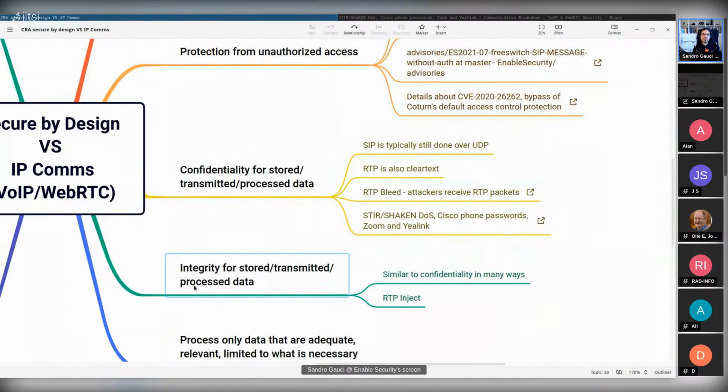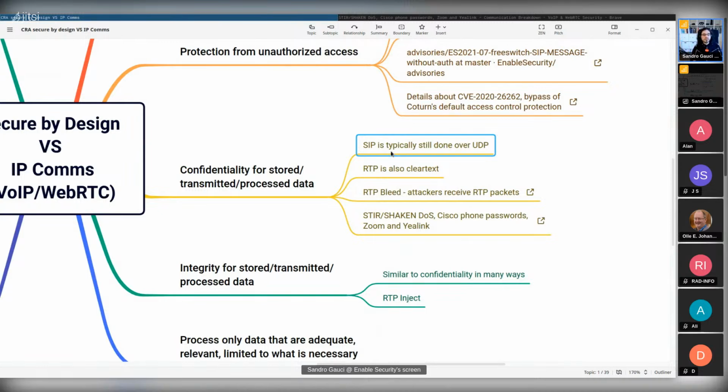Yeah. So I was describing the confidentiality for stored, transmitted, and processed data, and talking about how SIP is typically done over UDP. If you're a SIP developer, you take it for granted that you do SIP over UDP, but really you forget about the confidentiality. You're so used to it. But this is a huge problem, right? It's a huge problem that I think the CRA kind of highlights in a way.